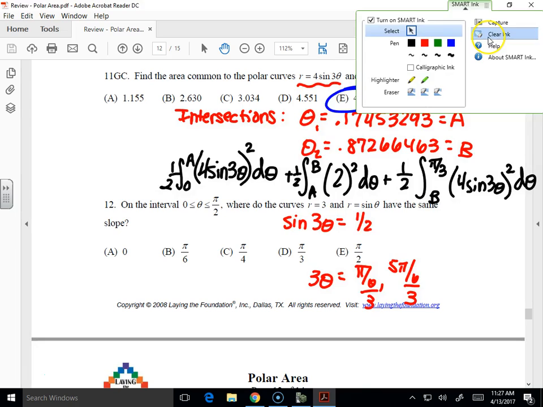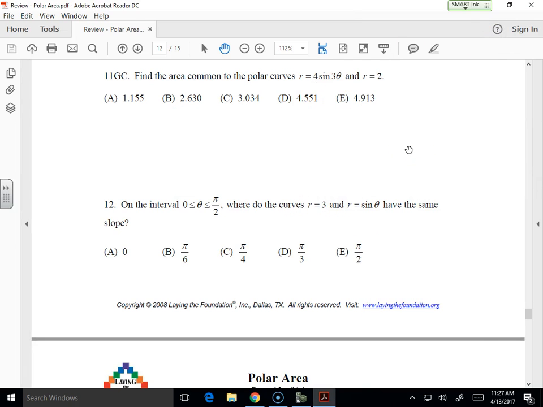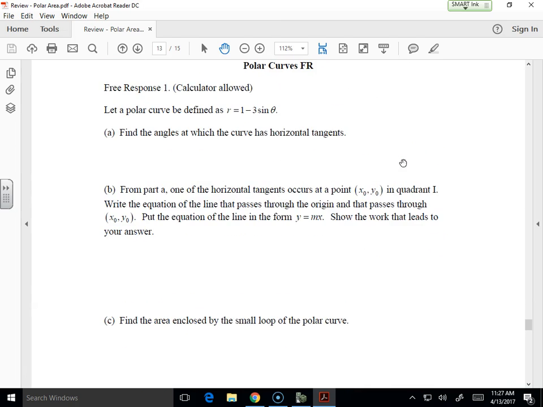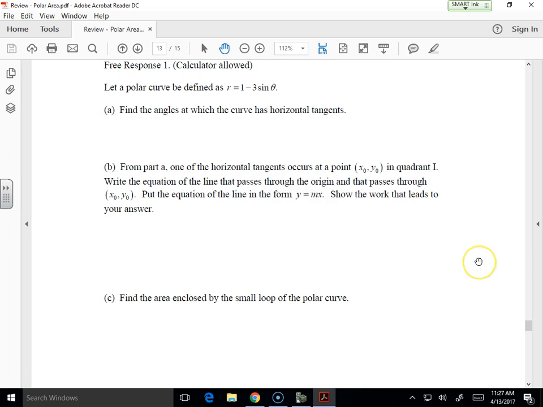Okay. Do you guys want to look at any other ones? The FRQ 1. Calculator allowed? Yeah, I'm not sure I did it right, and I didn't get D. Okay, B didn't make sense. Okay, were your angles 0, pi over 2, pi, 3 pi over 2? Horizontal tangents, we want to find dy dx, right? dy dtheta when dy dtheta equals 0. Oh, I was saying dy dx, but then we set the numerator equal to 0, which would be dy dθ. Yeah, that's true.